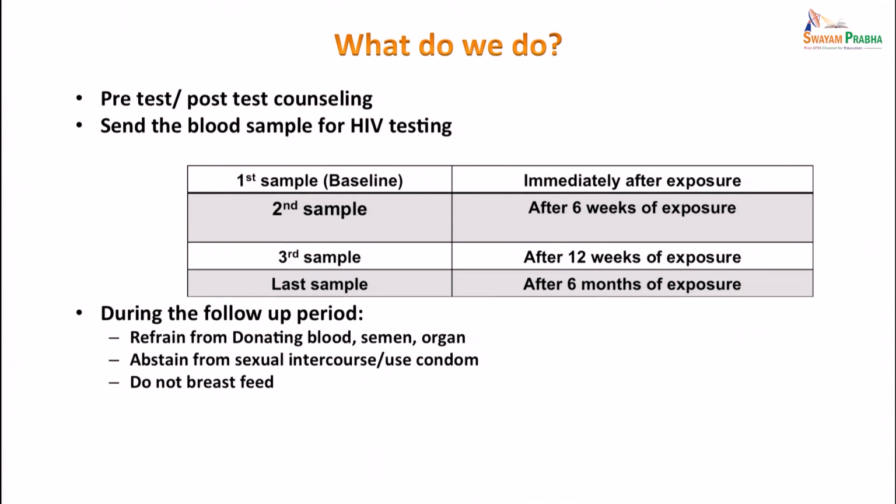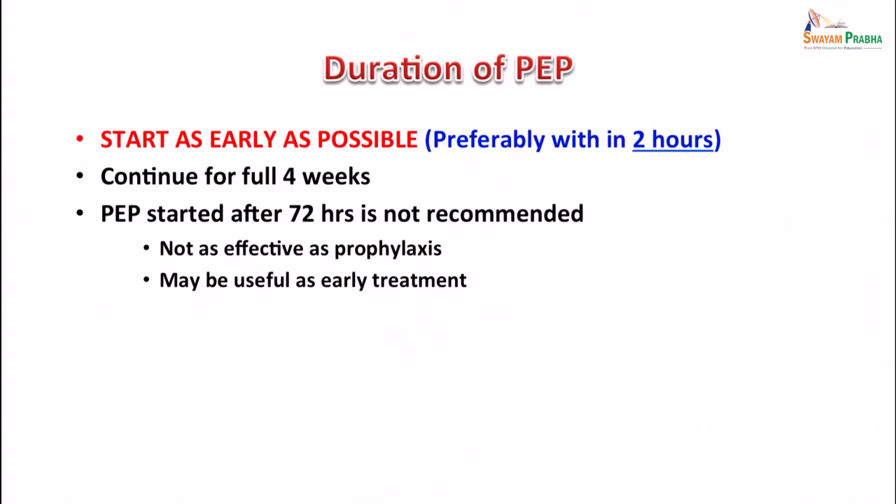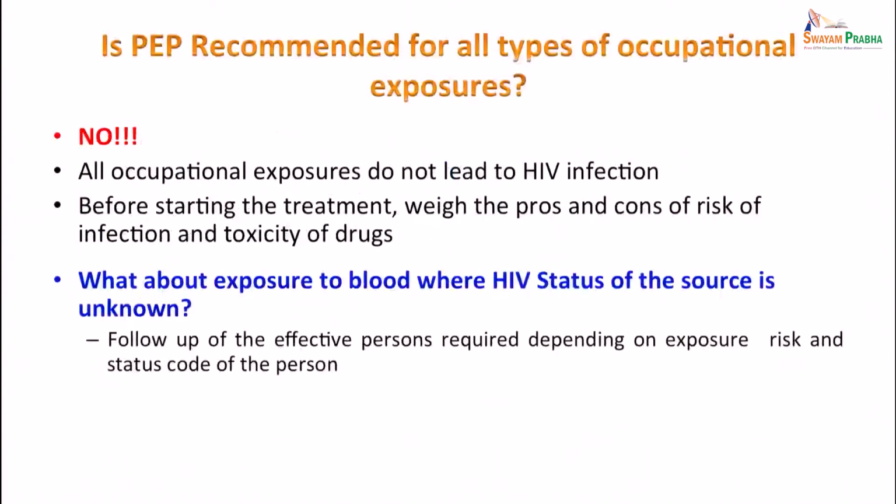During the follow-up period, refrain from donating blood, serum or organs, abstain from sexual activities, use condoms and do not breastfeed. As far as the duration of PEP is concerned, start as early as possible within 2 hours and continue for the full 4 weeks. PEP started late is usually not recommended because it is not effective and may not be useful.